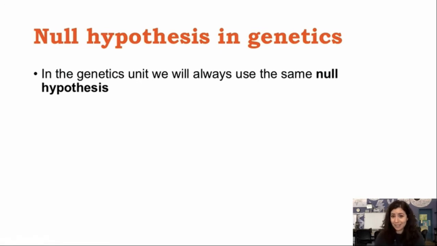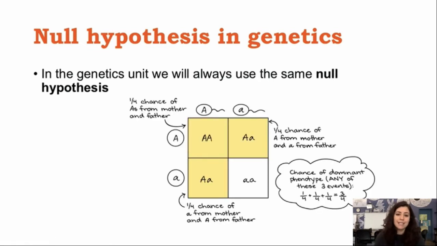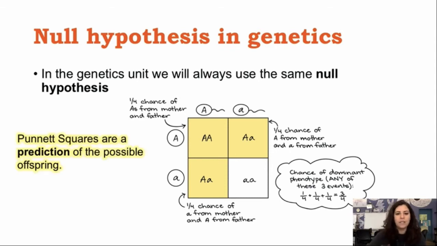Thankfully, in this unit, the null hypothesis is always going to be the same thing. In genetics, we will always use the same null hypothesis, and it comes back to this idea of Punnett squares. So when we do a Punnett square, it's a prediction. So we're saying, okay, up here, these are the possible gametes. So if we're saying, up at the top, those are the possible gametes that would be created from the father, and then on the side, the possible gametes from the mother, then we know because of probability that we should get roughly these outcomes. That's what a Punnett square tells us.